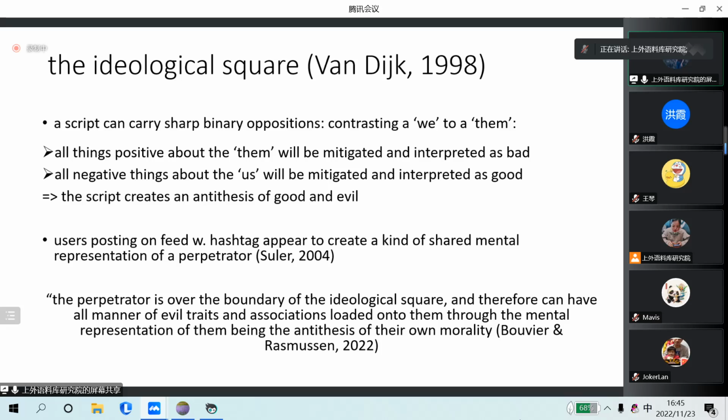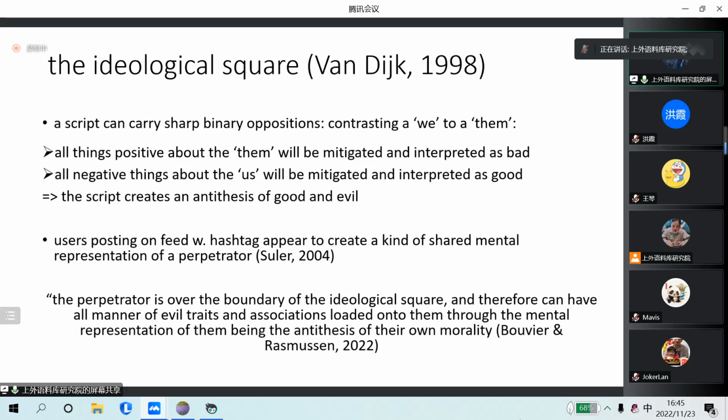And all things positive about the them will be mitigated and turned into, interpreted as bad. So if you're on the other side of the ideological square, there's nothing good you can do. If you're on the us side and the we, anything you do, even if it's negative, it will still be interpreted as good. So the script basically explains what has happened in a simple good versus evil kind of way. It creates an antithesis between these two.